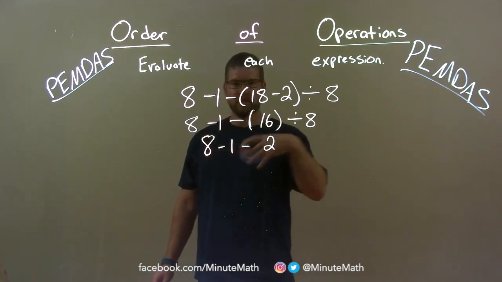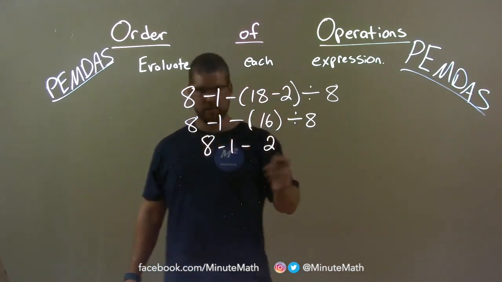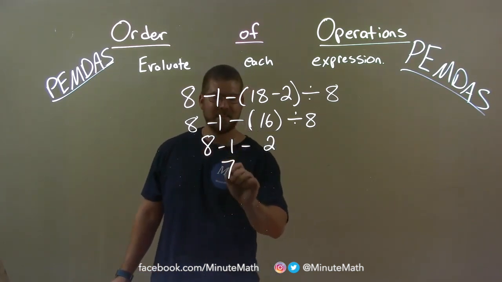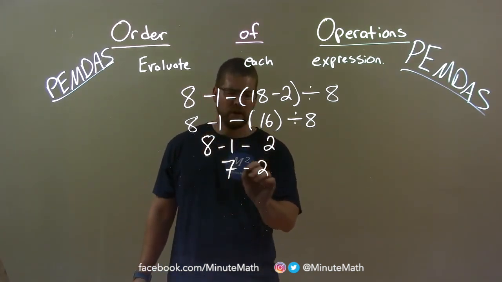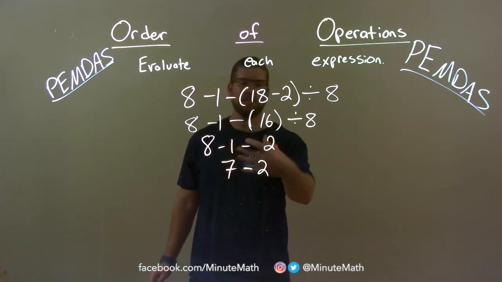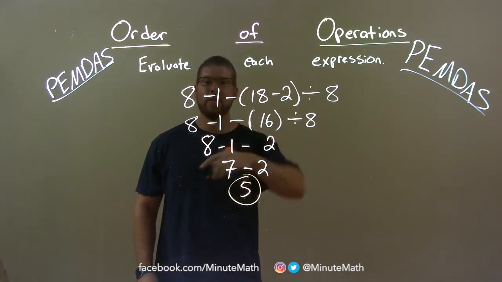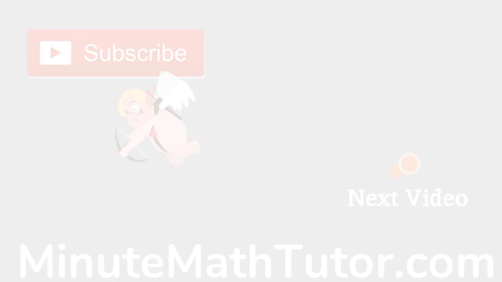Now, left to right, okay? It's all subtraction. 8 minus 1 is a 7. Bring down that 2 with subtraction. Now we have 7 minus 2. 7 minus 2 is a 5. And so 5 is now our final answer.